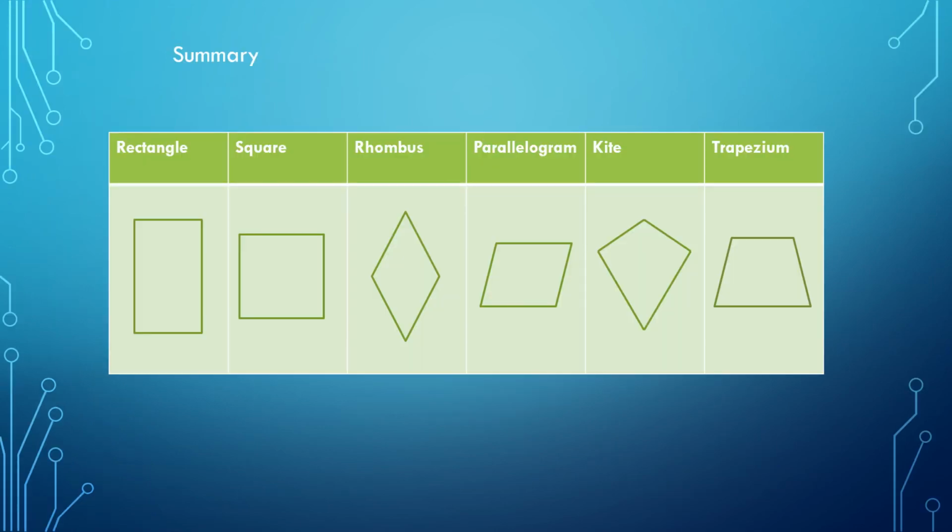So in summary, what we need to be able to do at this stage just now is name what each of the shapes are. This is going to be one of our most important parts. We need to know what a rectangle looks like, a square, a rhombus, a parallelogram, a kite, and a trapezium.